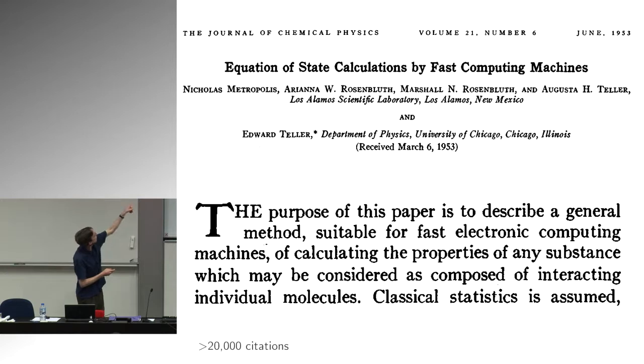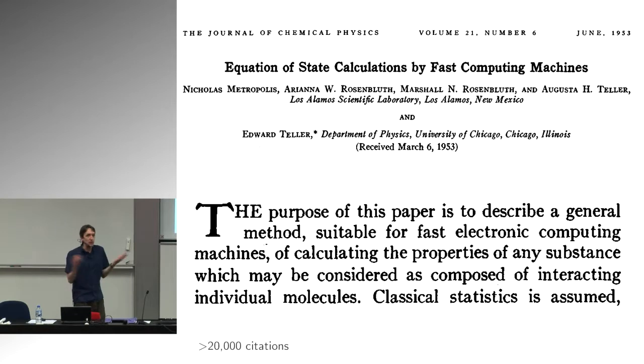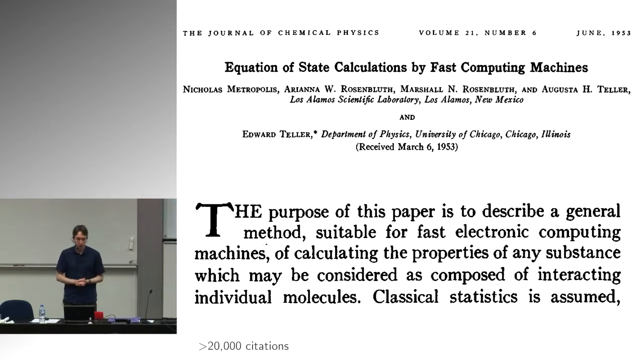Augusta Teller was Edward Teller's wife. Apparently she wrote an early version of the code which was thrown away and never used and didn't do anything in the paper. Marshall Rosenbluth came up with the actual algorithm, he claims. So he came up with the Metropolis algorithm, and his wife, Arianna Rosenbluth, wrote all the code and ran all the experiments.